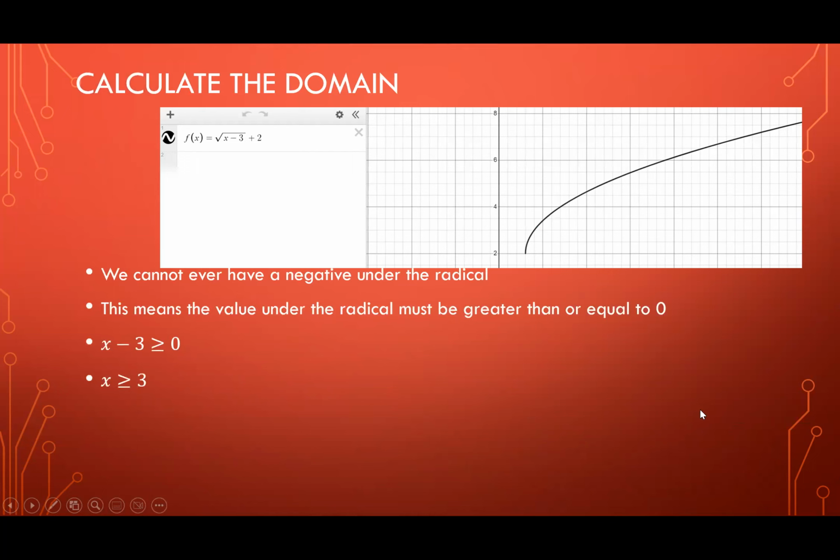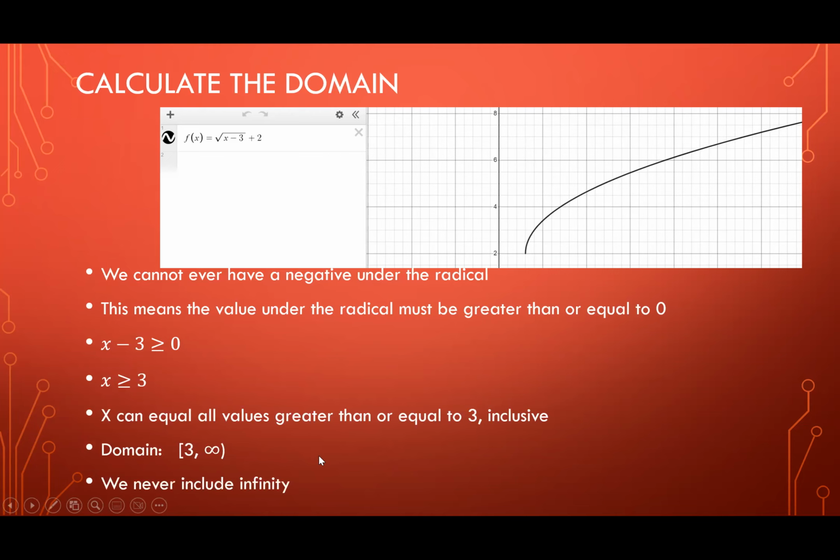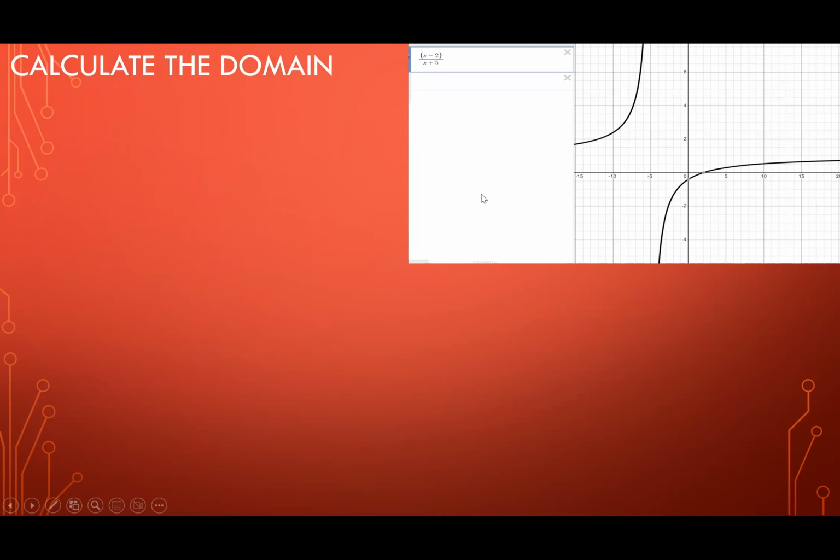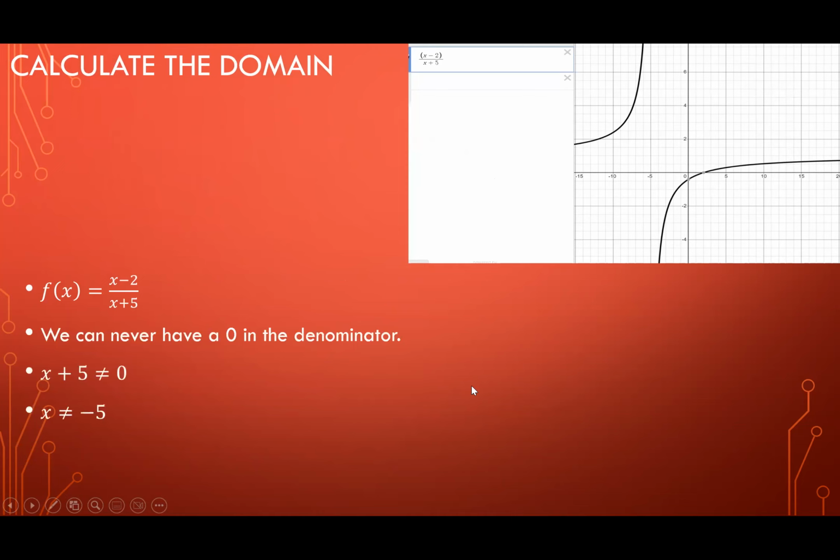we see that x has got to be greater than or equal to 3. So the way we write that is from 3 inclusive to positive infinity. We never include the infinity in the domain. So if we look at this, we did this one already. We can never have 0 in the denominator. So x plus 5 is not equal to 0. X is not equal to -5.